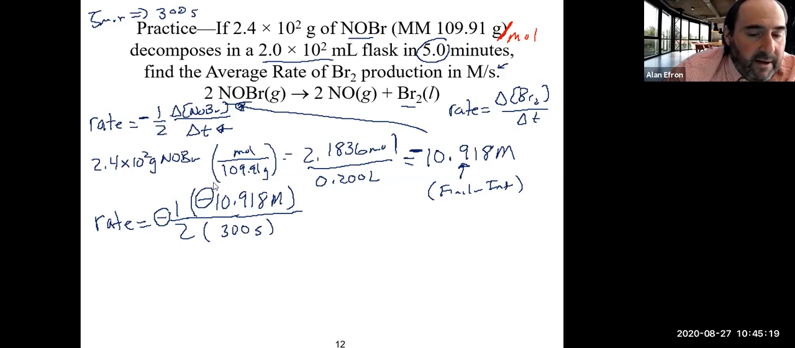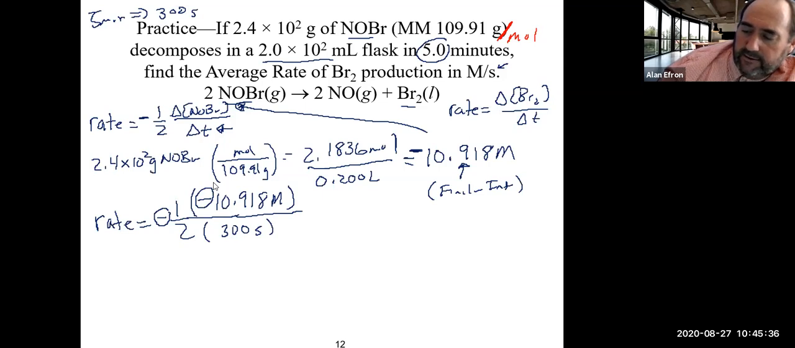Again, it should be a positive value. You shouldn't have a negative rate for the overall rate. It should usually always be a positive value. So again, important to keep track of those negatives and positives as you do this, so you don't end up with anything wrong.